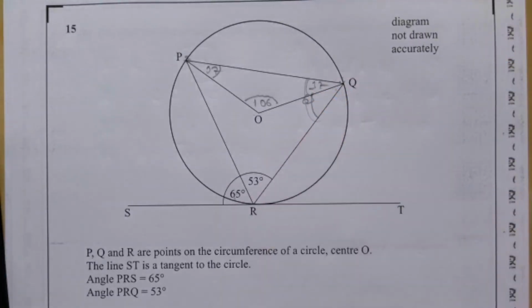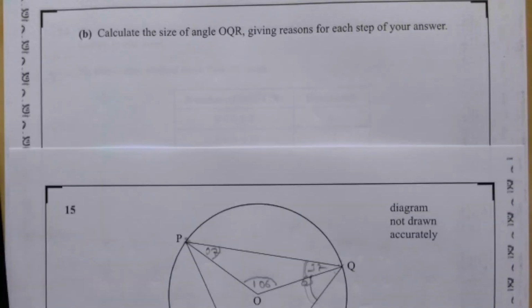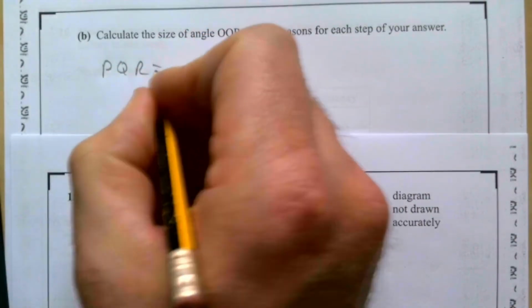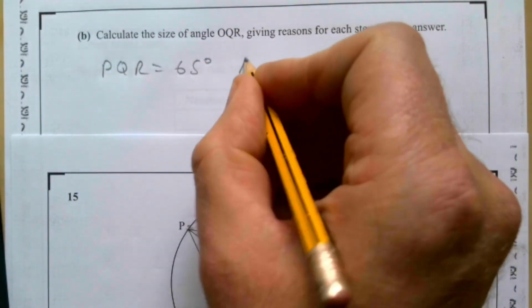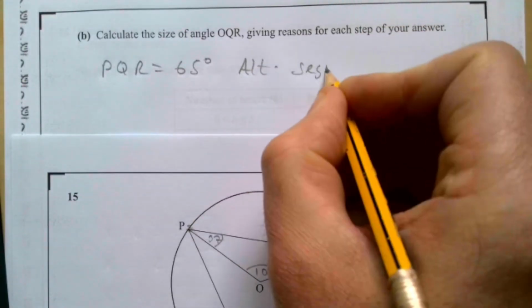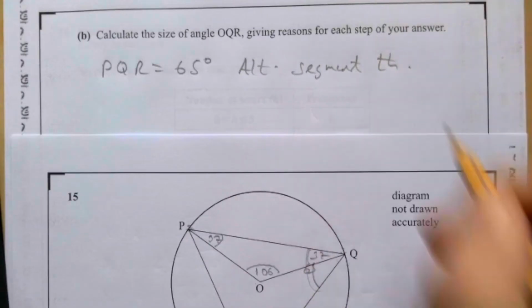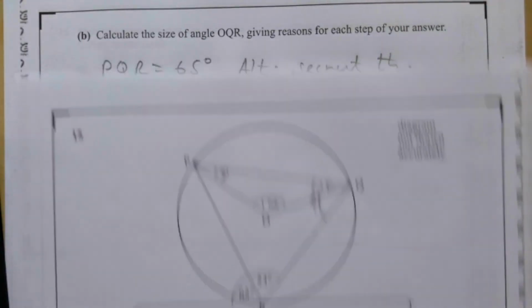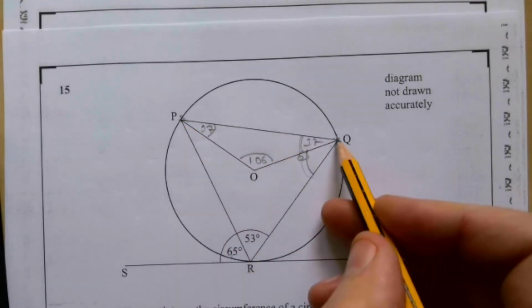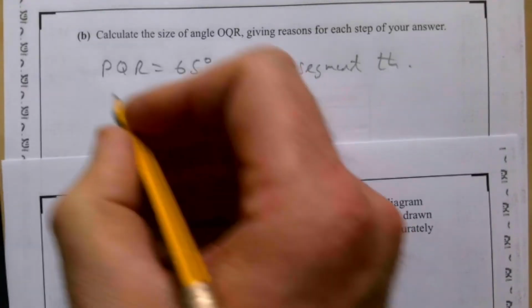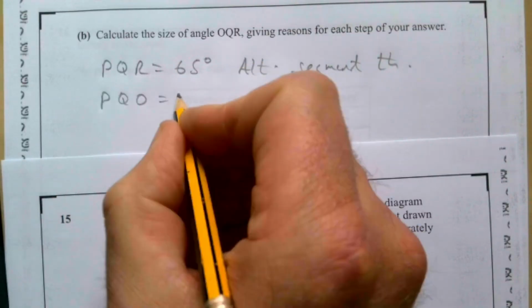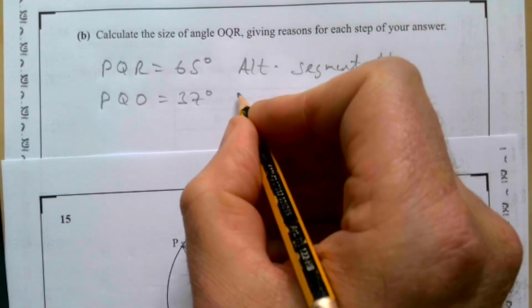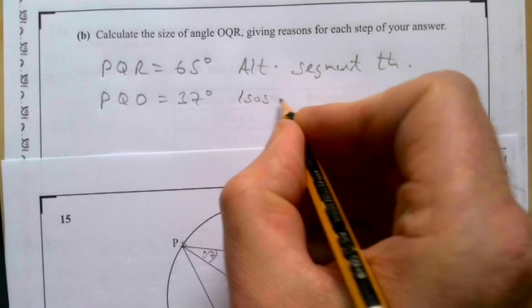So we need to write that out and show our methods as we're going through. So our first step, let's go for the alternate segment theorem. So we're saying that PQR equals 65 degrees by the alternate segment theorem. Angle PQO is 37 by, let me see, isosceles triangle, I suppose, is the best way of saying that.